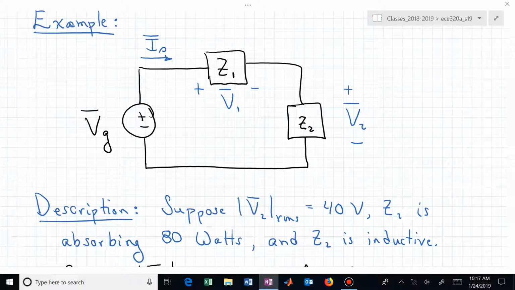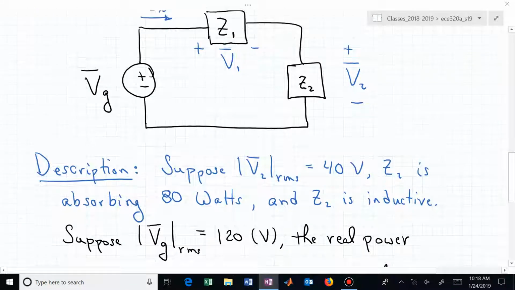Here's the problem that we're given. Suppose that we know the magnitude of the voltage across the second load, and suppose that it has an RMS magnitude of 40 volts. We also know that Z sub 2 is absorbing 80 watts, and that load is in fact inductive. So now, just visually, we can see that we have the real power of 80, that's horizontal. We have a Q, maybe we don't know what it is, but it's going positive in the upward direction, and we know the voltage magnitude across that second load.